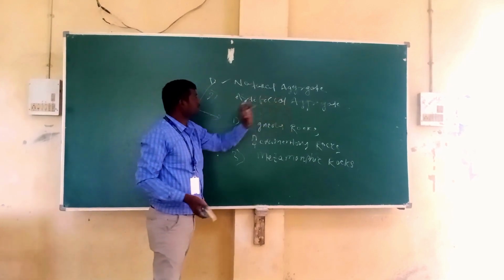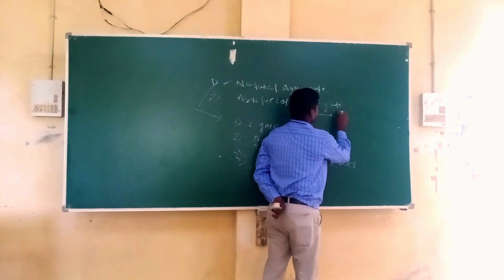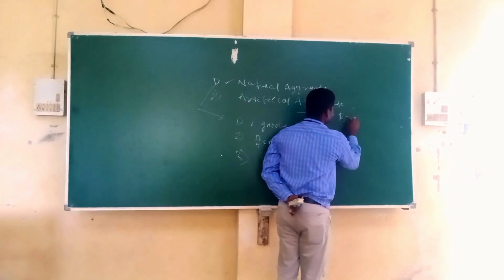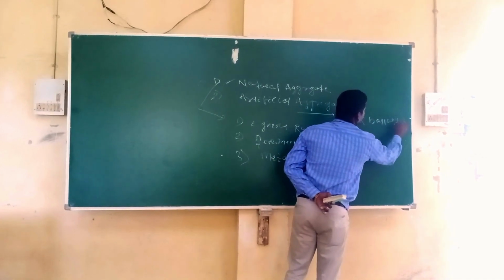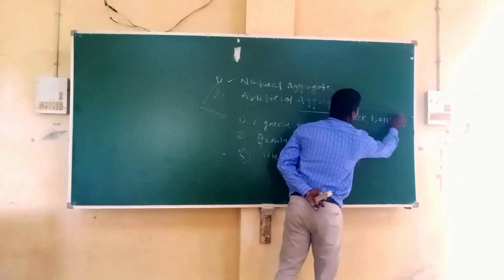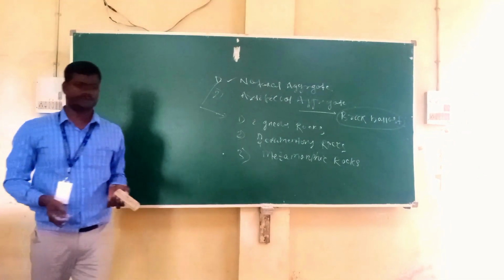Next one is artificial aggregate. Artificial aggregate is made from ballast. Okay. These are the examples of artificial aggregate.